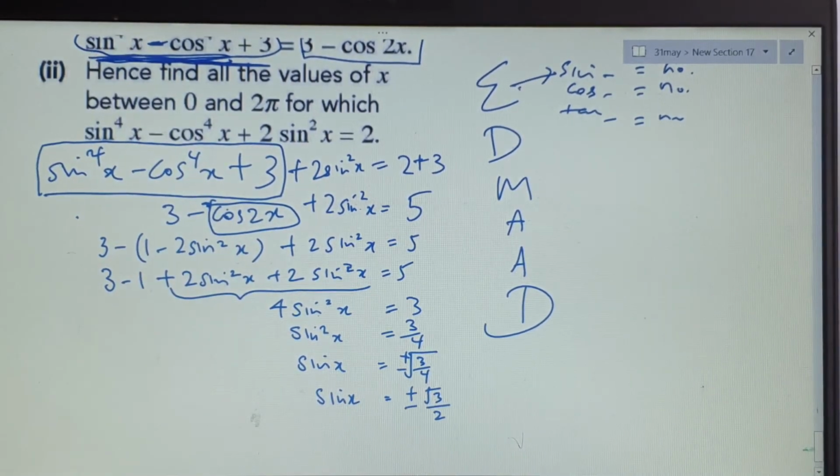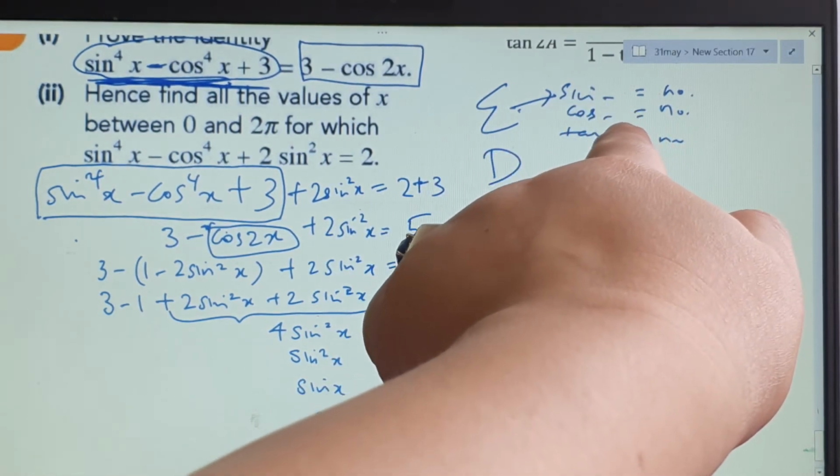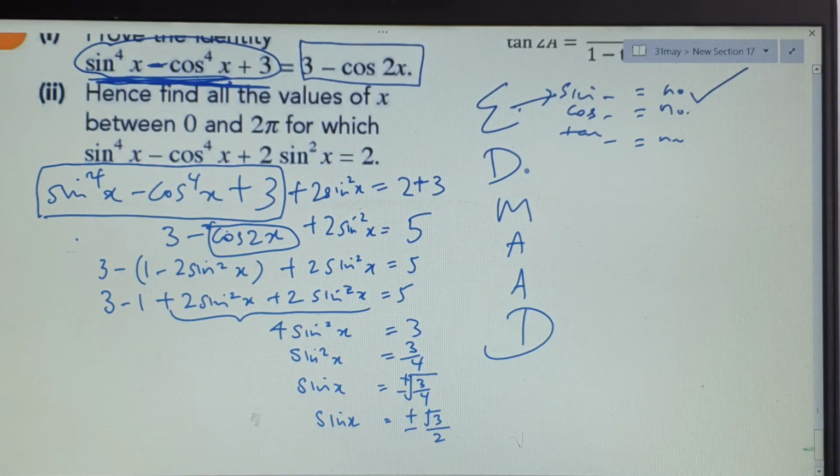Now what does this mean? It means that I finally reached the AddMath, the E. I've gotten this part already. Done. Now I go to the next one.